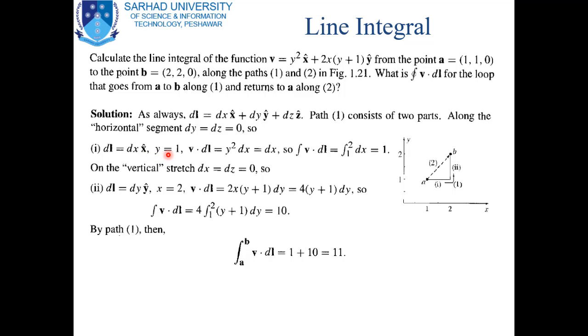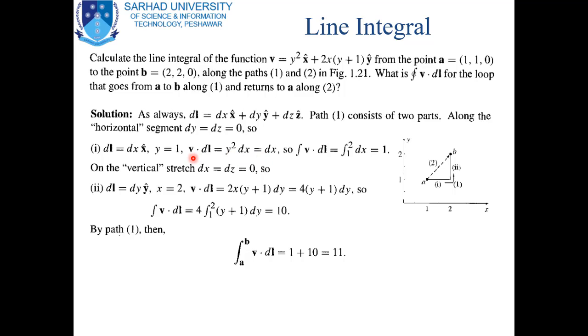And for this horizontal segment y is fixed, which is equal to 1. So from A to here the value of y will not change and it will equal 1, and the dot product of v dot dl will give us y square dx. And if we put the value of y equal to 1, we will have only dx.